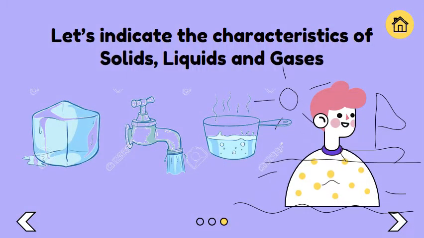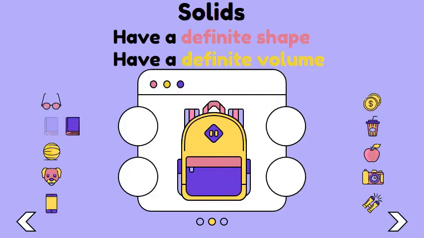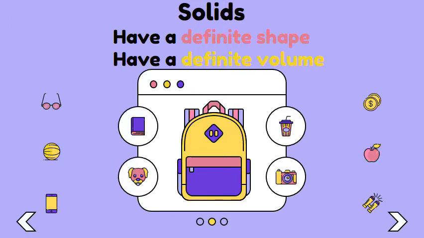Now let's indicate the characteristics of solids, liquids, and gases. Ready? Yes, miss, we are all ready. We all know that solids have a definite shape and a definite volume. What do I mean by this? We cannot change the shape of solids. Solids do not take the shape of their container. Okay? Solids have a definite or fixed shape and volume.